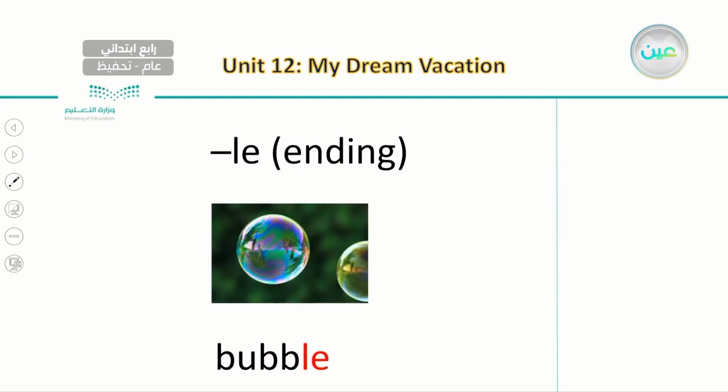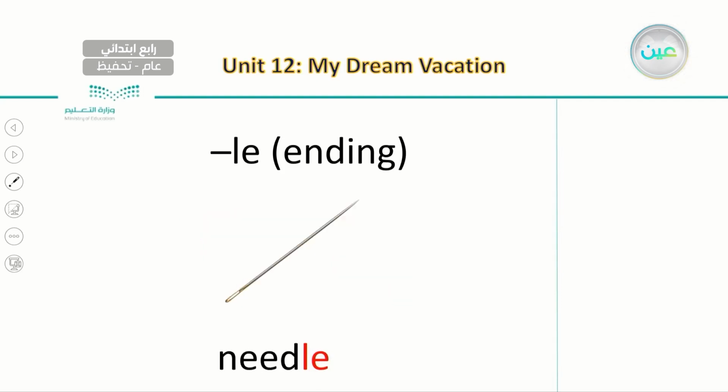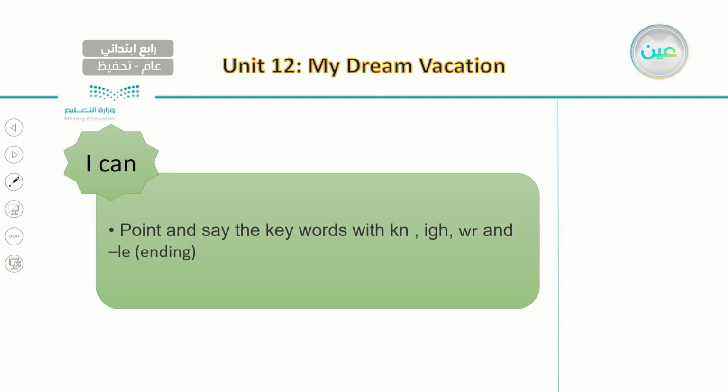And now, with the last words, we have the words that end with L and E. The first one we have is bubble. Here we keep E silent, as in bubble, and also in this word, table. Table. Needle. Needle. And then bottle. Bottle. At the end, it is important that you practice words with these blends and know which letters are silent and which are not.